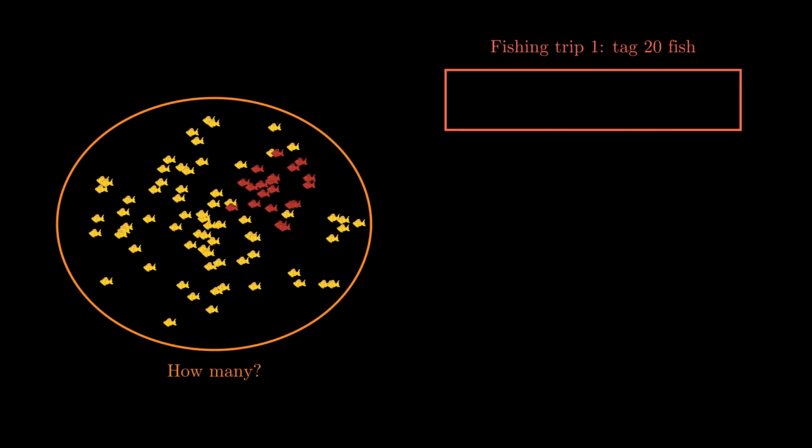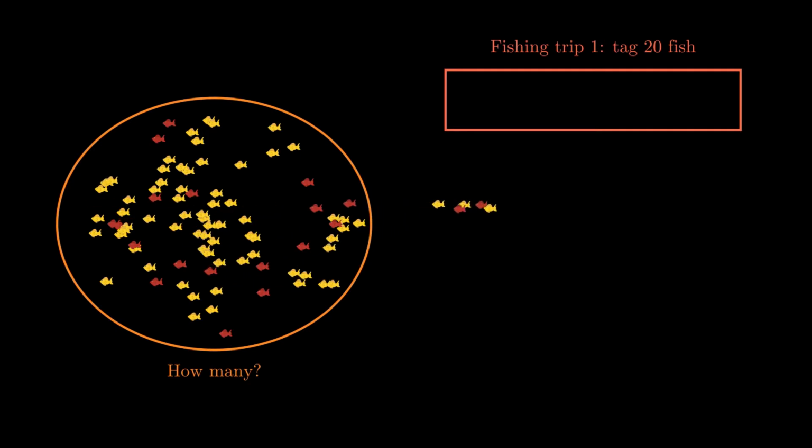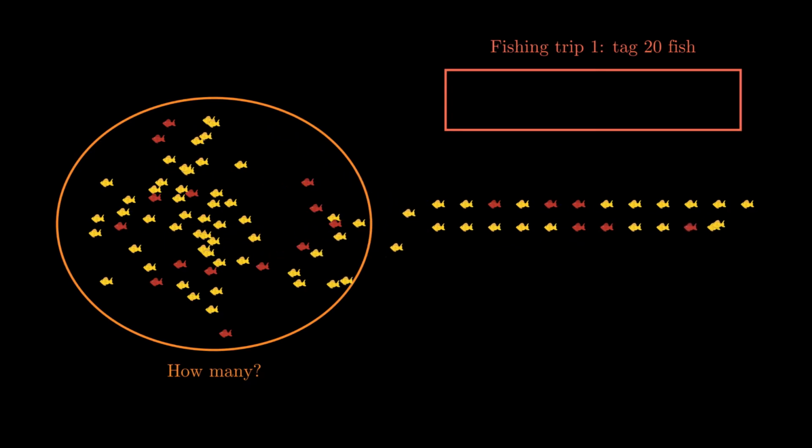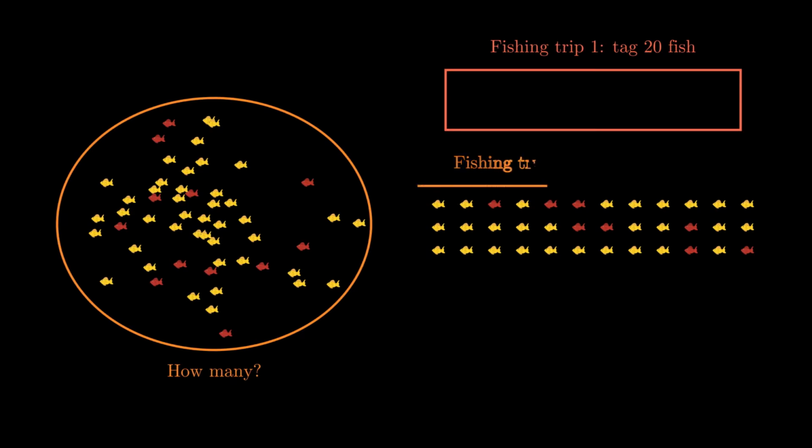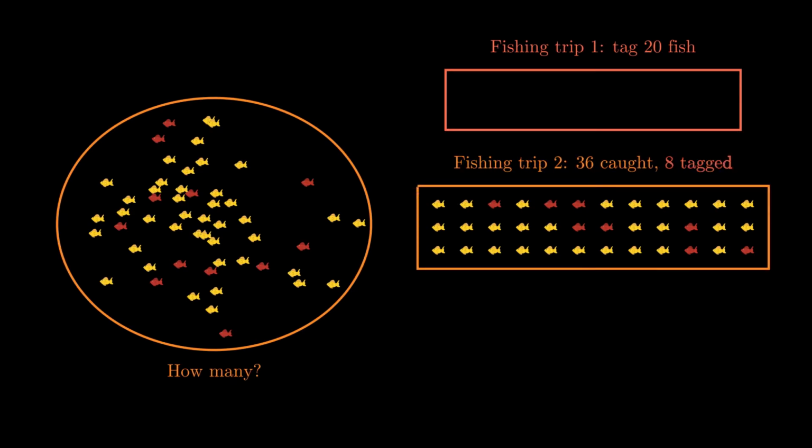Now the timing's pretty important. It's got to be long enough for the tagged fish to spread themselves out more or less evenly within the pond, but not so long that the population drastically changes in this window of time. Now after this time, we go for a second fishing trip and just catch whatever, hoping we get a nice mixture of tagged and untagged fish. So let's say in this case we caught a total of 36 fish, 8 of which were tagged.